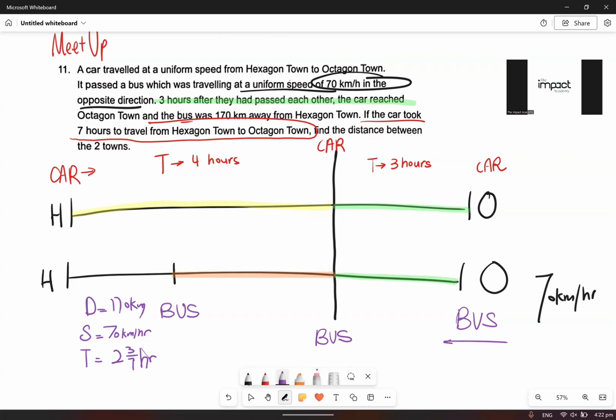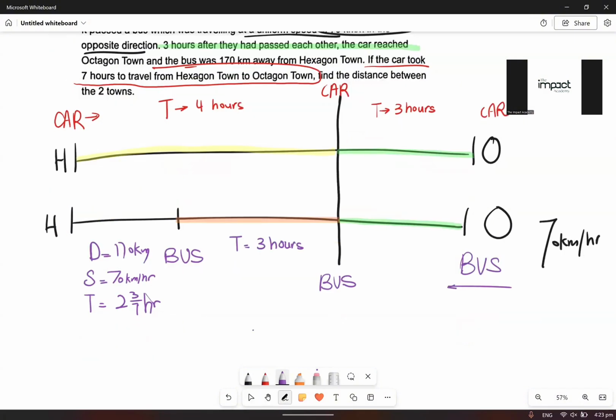I understand. Very good. So the time over here took 4 hours for the green part. Why is it that it is for the green part? Why is that so? That is very smart of you. Very good.